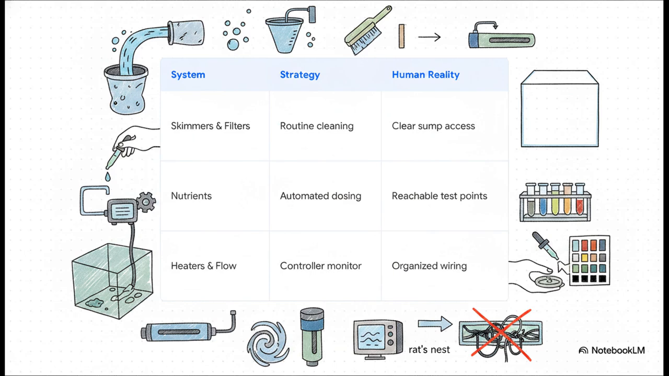For example, your strategy for skimmers and filters might be routine cleaning, but the human reality means you need clear physical access to the sump to actually achieve that. For nutrients and alkalinity, you might rely on automated dosing, but you still need reachable test points for periodic calibration. And for heaters and flow, sure, you use controller monitoring, but you still need organized wiring channels. It's a striking contrast, really, between modern automation and the manual checks that are still strictly required.